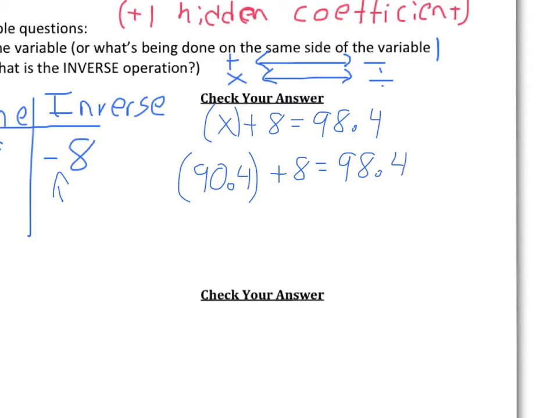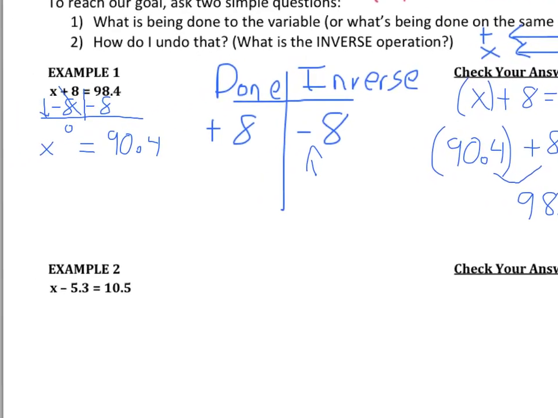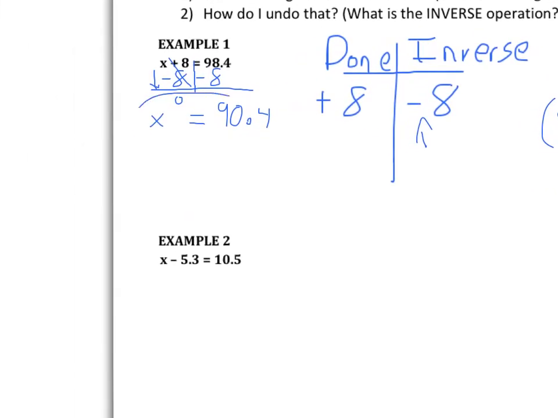Now, I know this may seem silly, but actually do this on your calculator. 90.4 plus 8, you will get 98.4. And the question is, does that number on the left balance with the number on the right? The answer is clearly, in this case, yes. Those are the exact same. If we had someone that weighed 98.4 on one side of a balance beam and someone that weighed 98.4 on the other, they would balance out. That's our goal, and we just accomplished it. So therefore, we know that 90.4 was the answer.